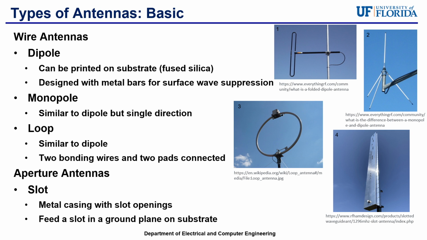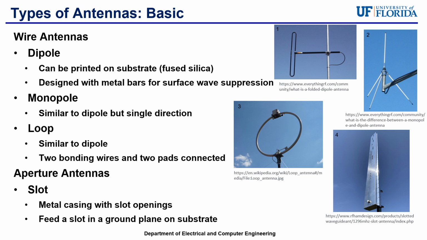The dipole antenna can be printed on a substrate typically of fused silica and is designed with metal bars for surface wave suppression. Monopole antennas are very similar, except instead of stretching out in two ends, it is only in one single direction, as shown in figure 2. Loop antennas are also similar to dipole, but the shape is circular, as shown in figure number 3. Here, 2 bonding wires and 2 pads are connected with one another.